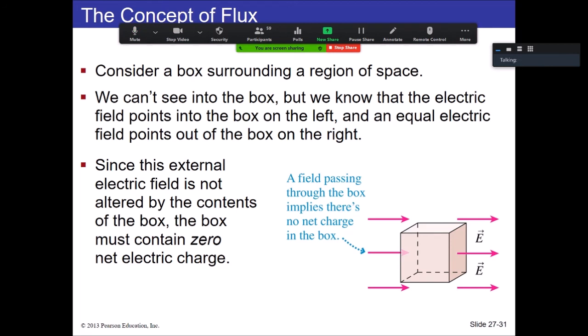Our choice of our boxes, our closed things, are based on symmetry. So now that we know the different kinds of symmetry we can work with, we have to think about how the electric field is going to pass through all these different things. In this example here, it is 0. Just as much electric field goes in as comes out.